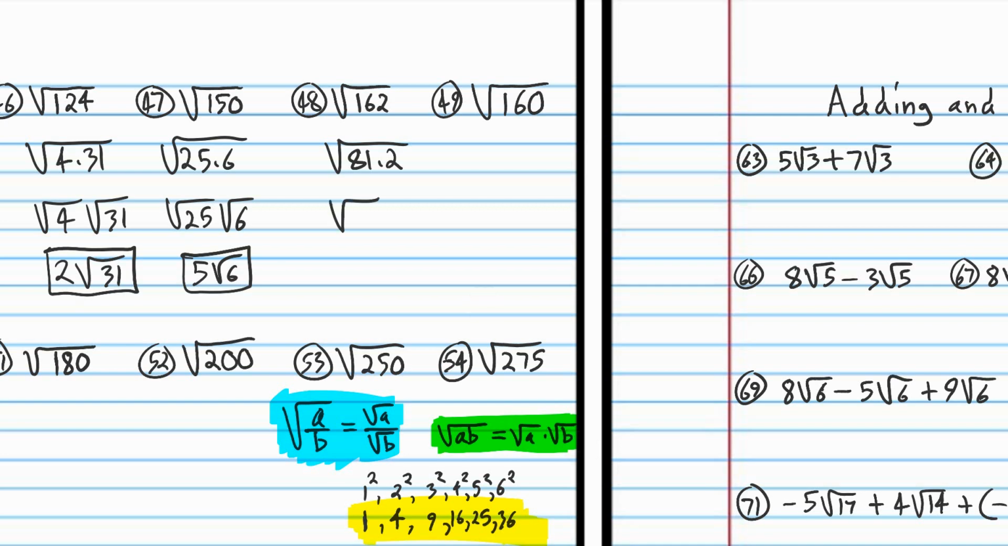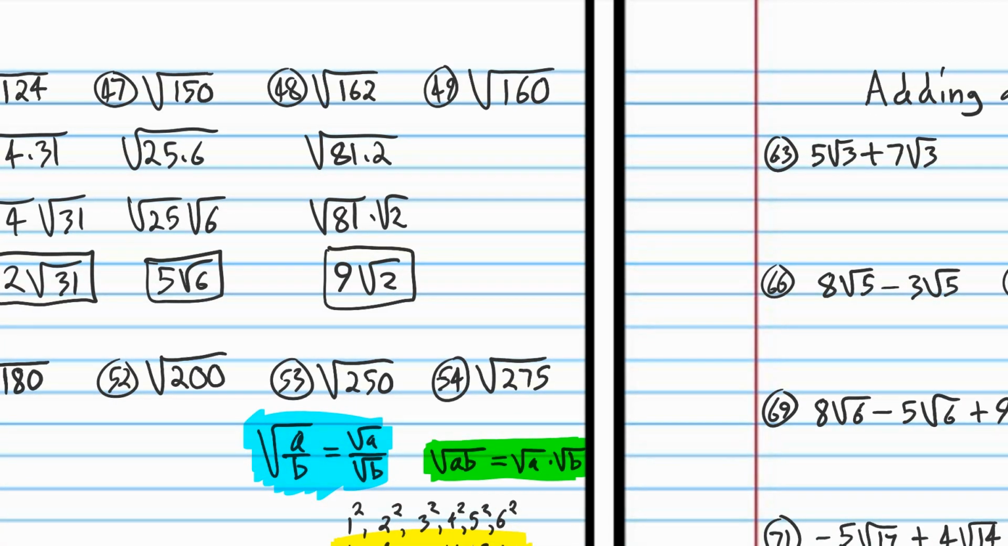And now we can use the green principle. And square root 81 is 9. And there we go. So 9 square root 2. So if you got 9 square root 2, good job. You're getting the hang of it. If you're not getting the hang of it, that's okay. We're going to do more problems. Try 49, and when you come back, we'll do it together.